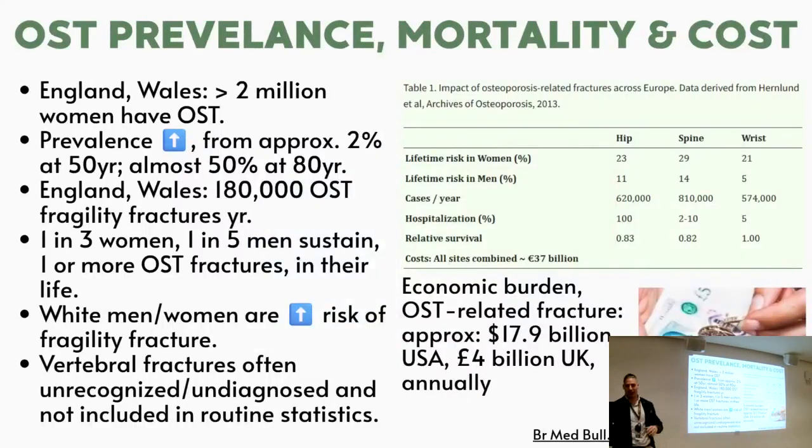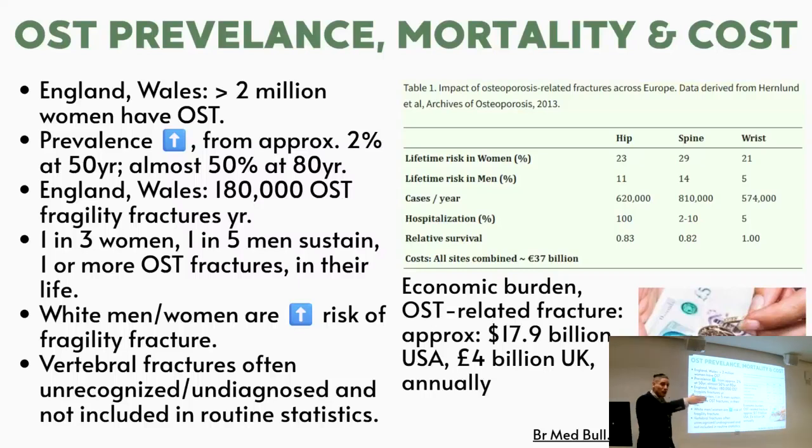So this is data from the British Medical Bulletin, from a paper that I got on osteoporosis prevalence, mortality and cost. And it's an issue. Over 2 million women alone in England and Wales are living with osteoporosis, okay? And as you move from 50 years old, where only around 2% of the population have osteoporosis, to 80-year-olds, almost 50% of the population have got osteoporosis.